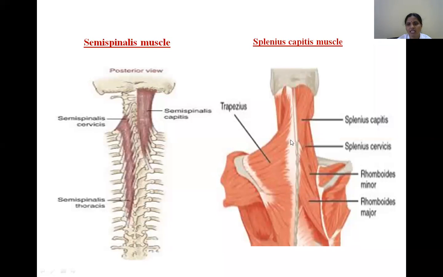So splenius takes origin from the upper 3 or 4 thoracic spines, then lower part of the ligamentum nuchae, then ascends upwards. You see this is the oblique muscle, then going towards the mastoid process and lateral third of the superior nuchal line. So this is a splenius muscle.